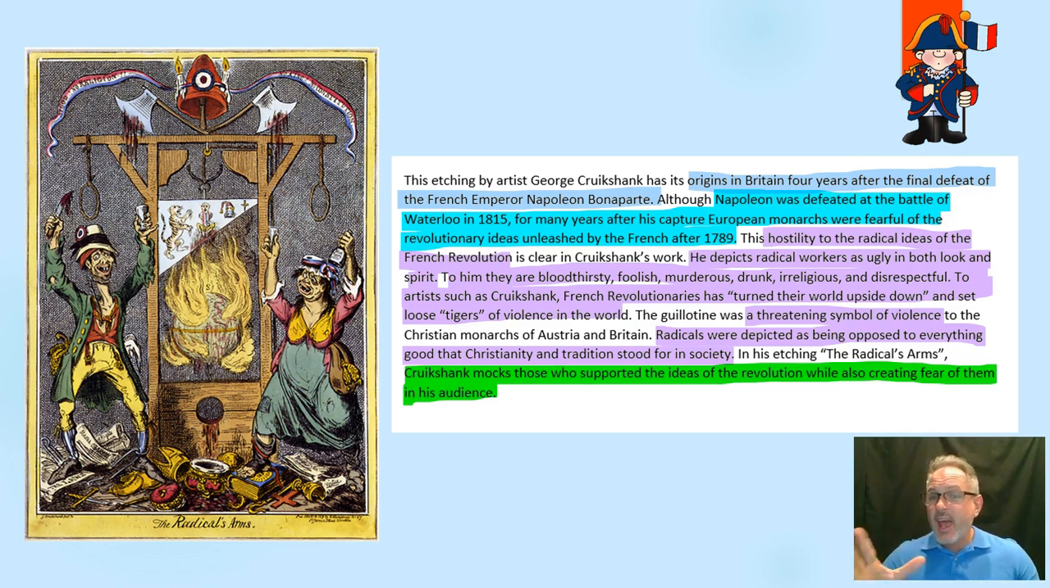Which bit is the origins? Have I telegraphed it? Which bit seems to be giving some context, talking about events that came before and came after? Which bits perhaps look at the purpose, why this artwork might have been created? Which bits are talking about the perspective of the artist? So hit pause if you like, and just scribble next to the work here and think, where's my origin? Where's context? Where's perspective? And where is the purpose? And see if you can match what I'll reveal in a moment.